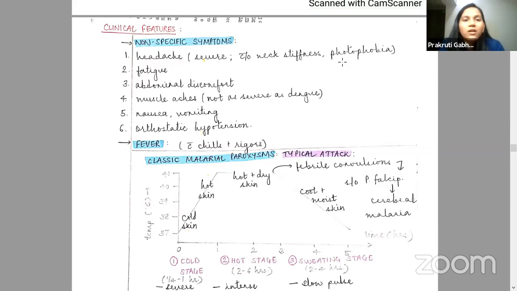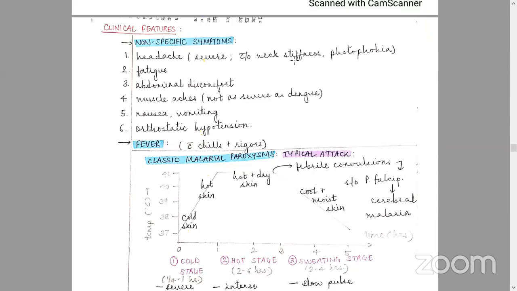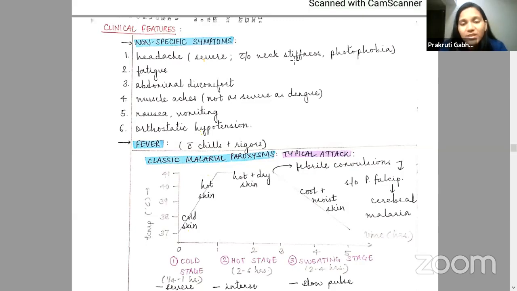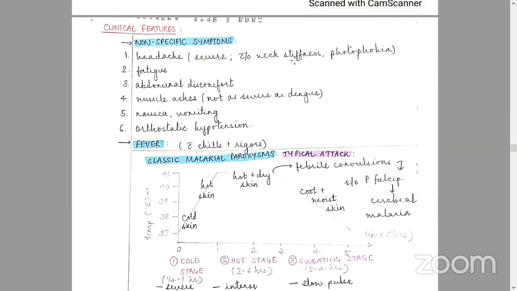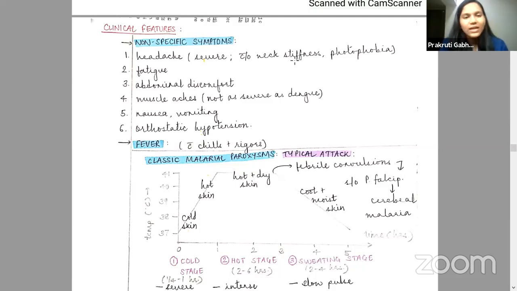All right. So basically, malaria starts first with non-specific symptoms like headache, which can be severe, but it will always be without neck stiffness or photophobia, which are mainly features of meningeal irritation. It can start with fatigue, abdominal discomfort, muscle aches, nausea, vomiting, etc.